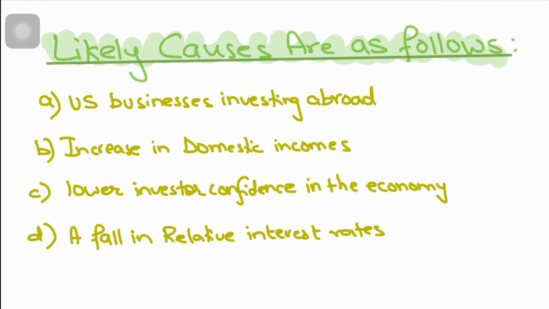Money would move out of the USA's financial institutions and banks, and that would cause the supply of dollars to go up, causing the US currency to depreciate and weaken, right? So these are the four causes that you can mention. Even if you mention three of them, as long as you explain them like I have explained them in the video, then you're good to go, right?